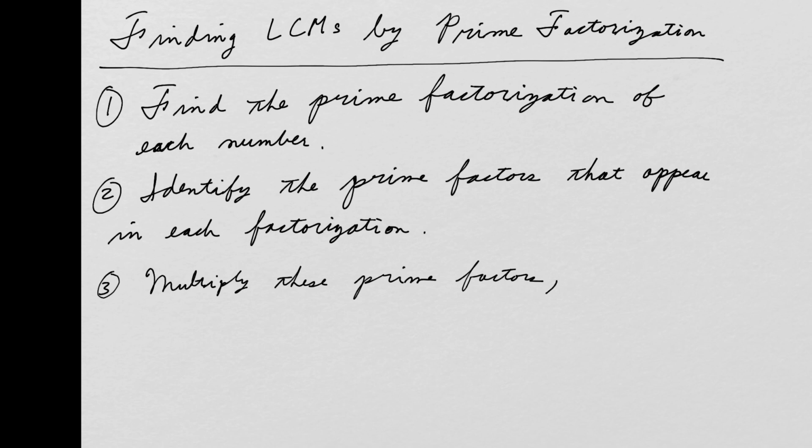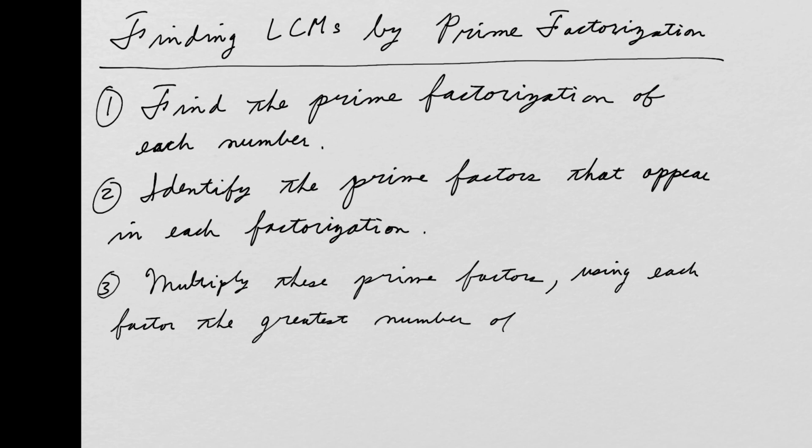This will make more sense when we start looking at some examples, but let me write down the rules first. Each factor, the greatest number of times that it occurs in any of the factorizations.